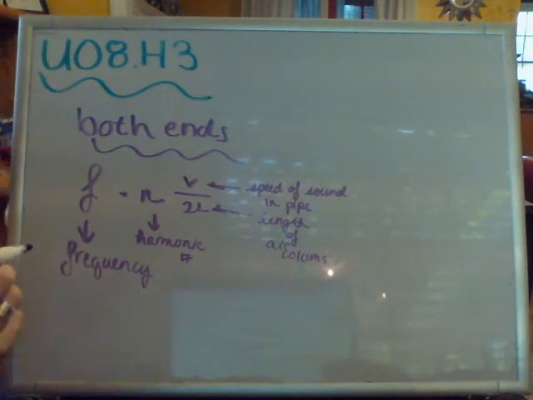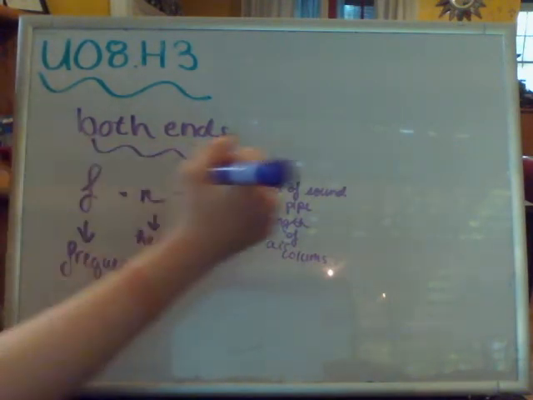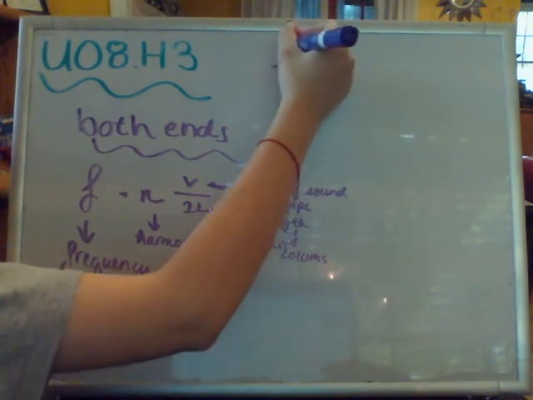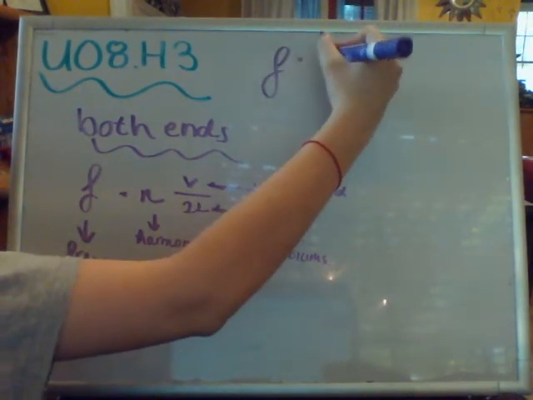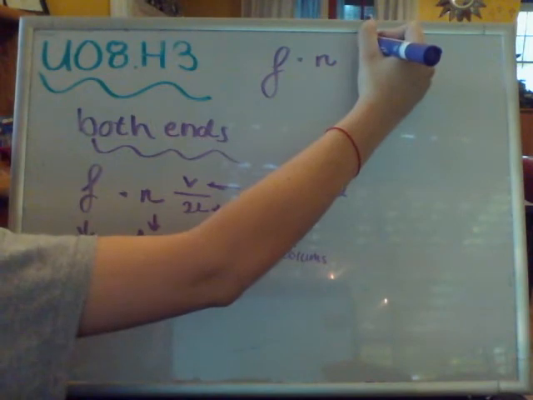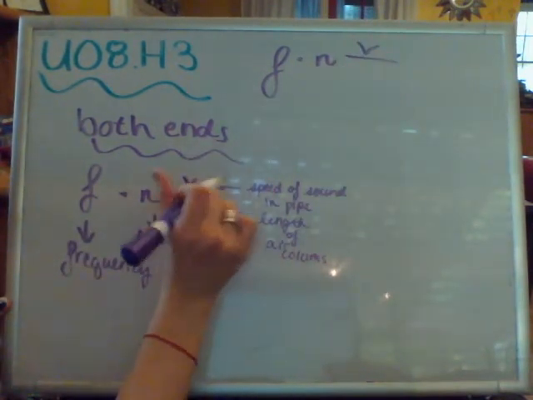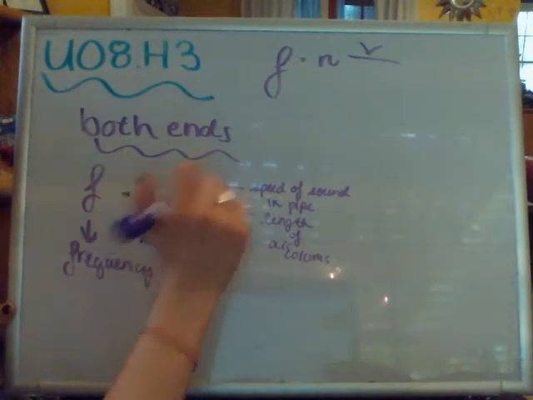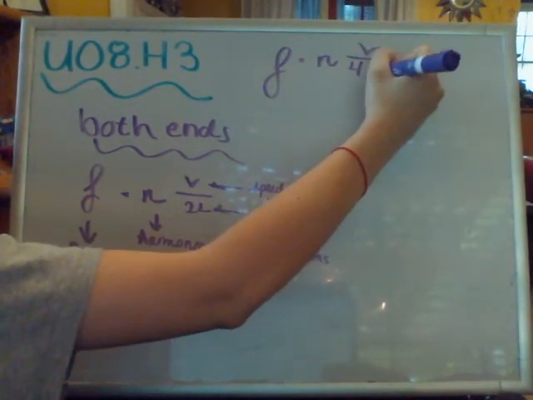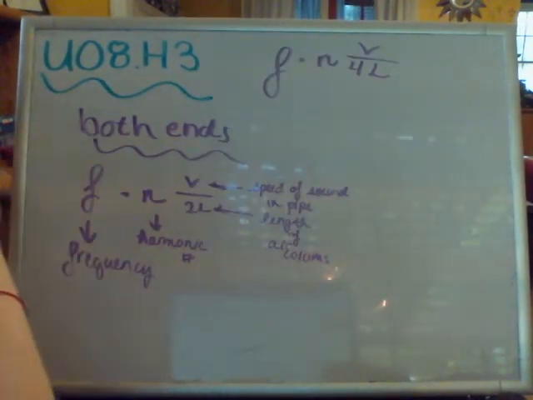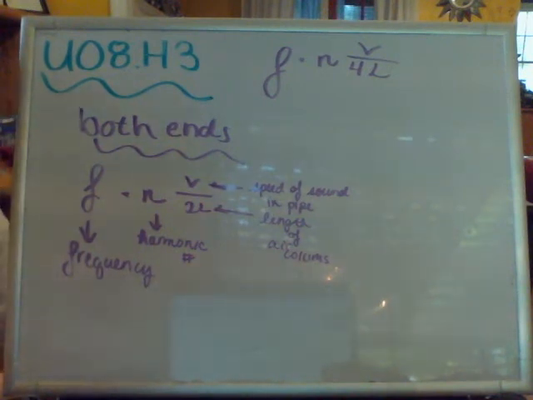And now we also have one that's for a pipe closed at one end. So that's going to be the same thing, which is frequency is equal to the harmonic number times the speed of sound, but instead of multiplying the length of air columns by 2, we're going to multiply it by 4. So now we're going to use these two equations and apply them to some problems.